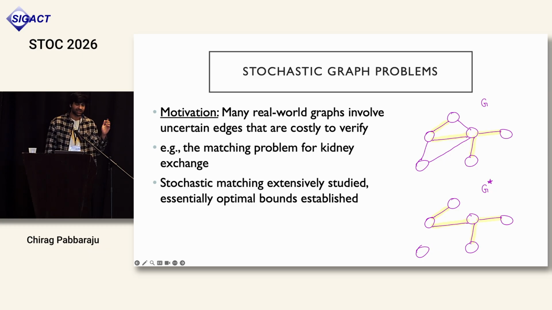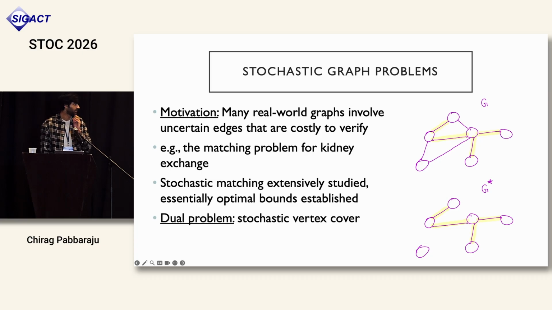In fact, this stochastic matching problem has been extensively studied in the literature, and we essentially know the optimal bounds for this problem. And the natural dual problem for the stochastic maximum matching problem is the stochastic vertex cover problem, and that's the problem that we're studying in this talk.